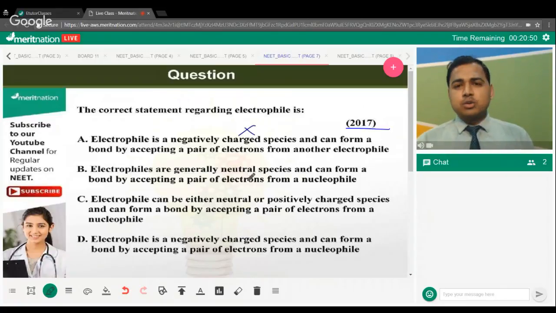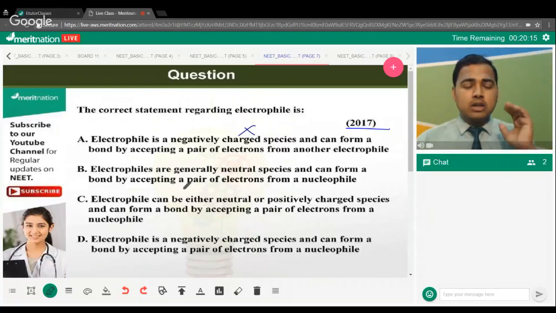Electrophiles are generally neutral species. It is also true, some kind of true sentence. And can form a bond by accepting a pair of electrons from a nucleophile. This is also a very critical sentence. So what happens is, students are not going to read all the sentences. This is also the habit of a few students. So they just tick this option, but this is not the correct answer. You can get a correct statement, but you have to choose the perfect answer or better answer if it is available in the options.